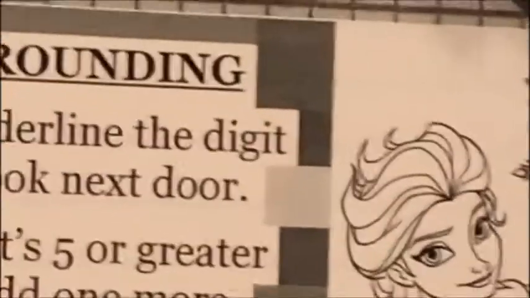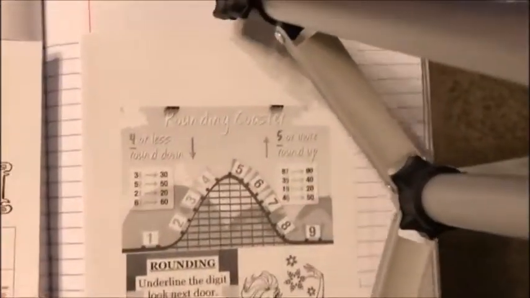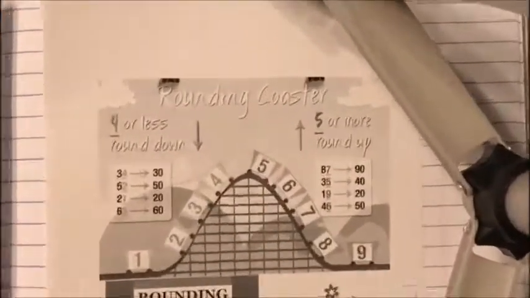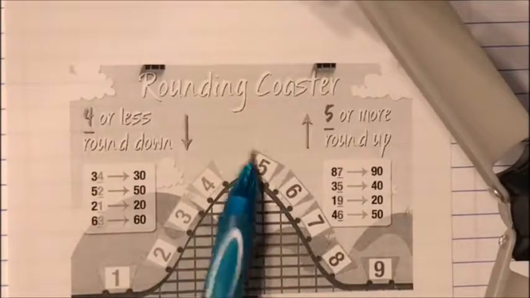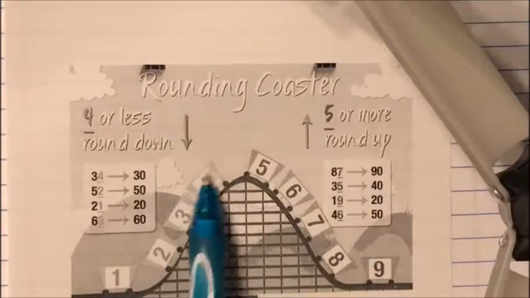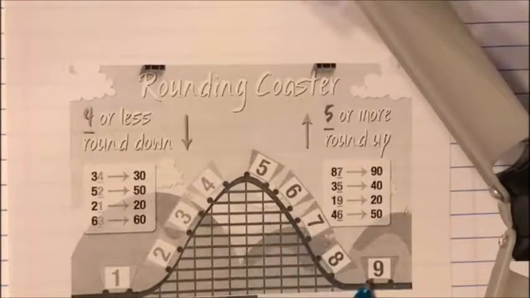Okay. So again, there's a couple posters over here. First, you have the rounding coaster. So the rounding coaster just kind of reminds you where that break is. That break of 1, 2, 3, 4, you let these go, you round down, you keep them the same. 5, 6, 7, 8, 9, you're going to round up. Gives you a couple of examples.